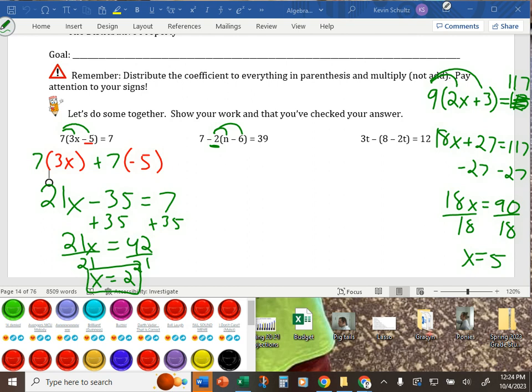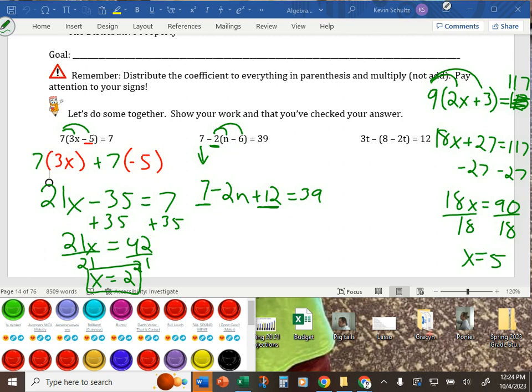So that 7 just kind of chills right now. It just comes on down for the ride. We essentially ignore it for this first step. It's not part of the -2n, right? -2 times n, -2n, -2 times -6, positive 12, and that equals 39. Okay. Now, combine like terms. Here's the 7 and that positive 12.